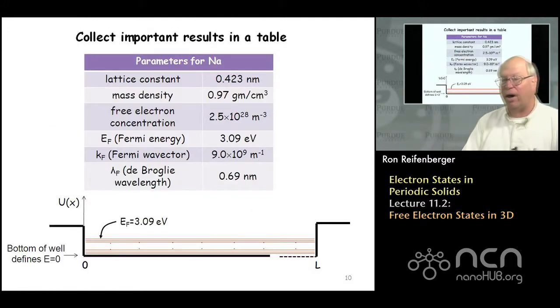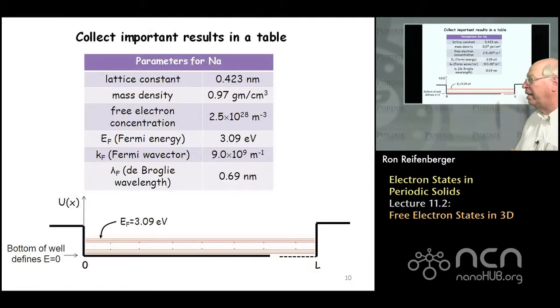It's useful to summarize these results in the table. I do that here. It's also useful to step back and think about what these results mean in the context of the model. What we've just calculated is that if you have a crystal that's got a length L, you're going to have 2.5 times 10 to the 28th electrons per cubic meter in that crystal. The electrons are going to fill up energy levels from the bottom of this well up to a height of 3.09 eV.